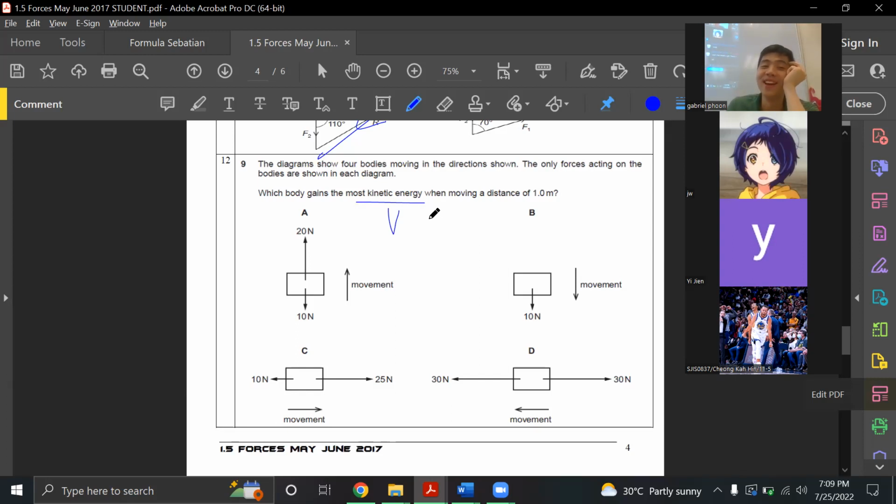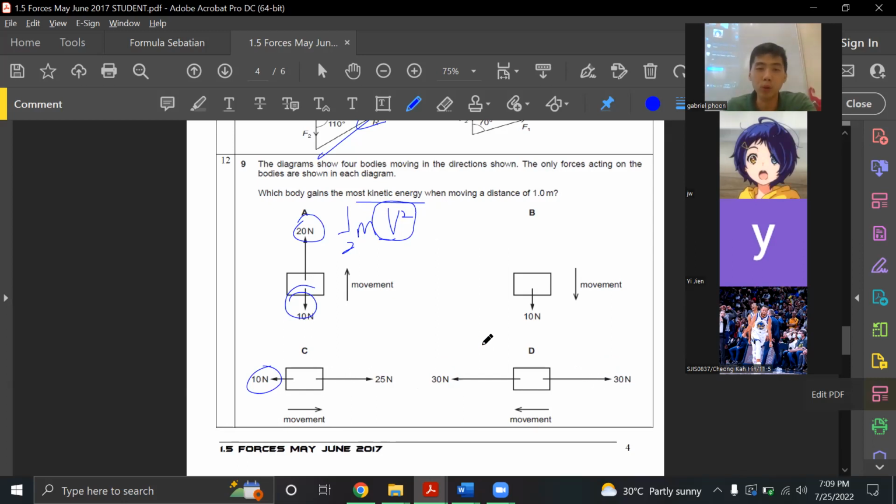It's not the same thing, but yeah, it's half mv squared for a reason, right? So we know that it's definitely dependent on the velocity, right? But how come all these are forces? How do we relate force with velocity?